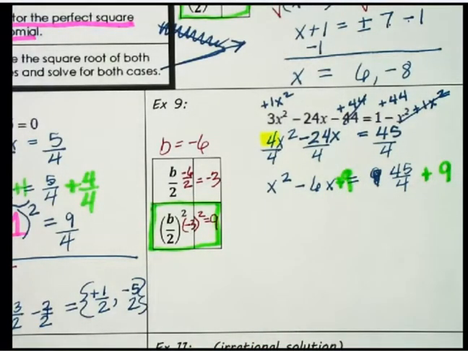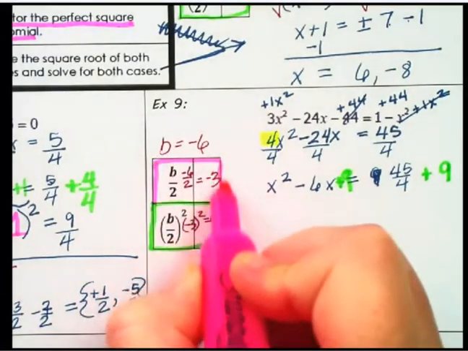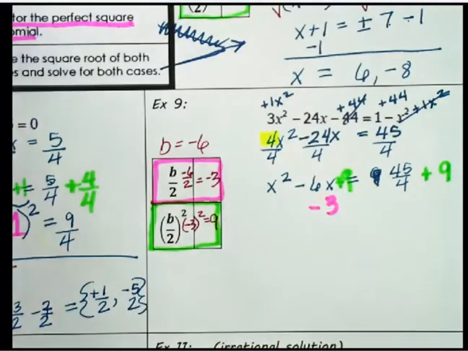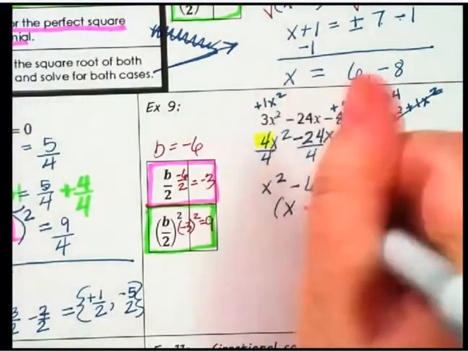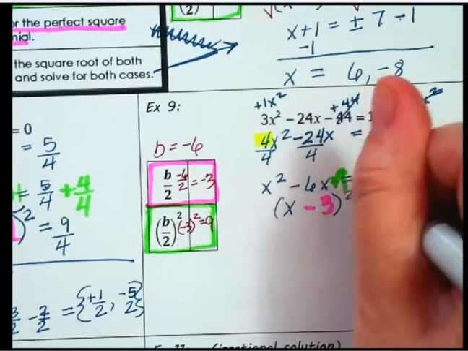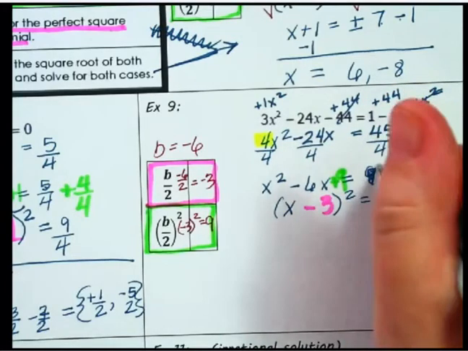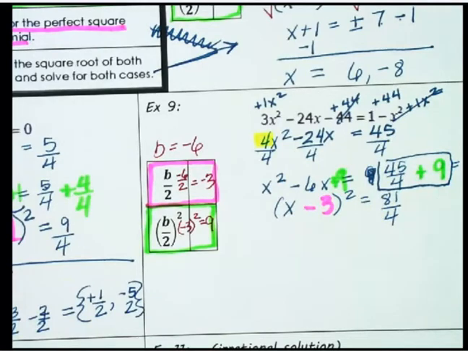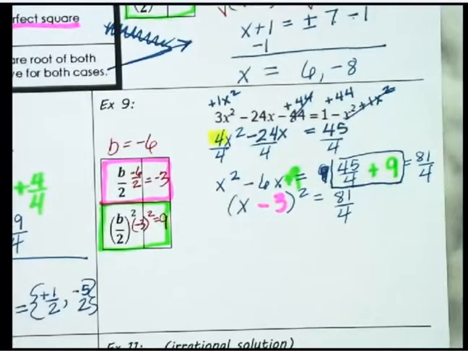And now I'm ready to go ahead and write this as the perfect square. So this will be negative 3 inside here. So I have x minus 3 squared equals, and let's simplify this. I'm going to get 81 over 4, guys. I'm just going to save us a little bit of math. Okay, it's going to equal 81 over 4. All right, and now I'm ready to simplify this by taking square roots.